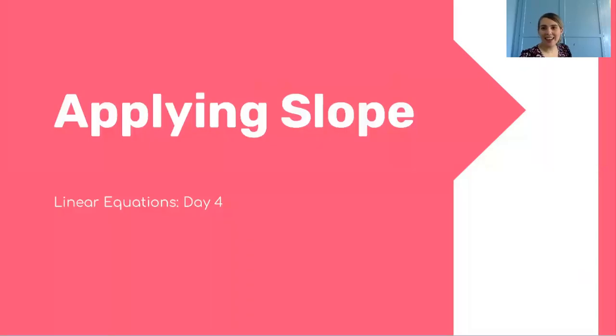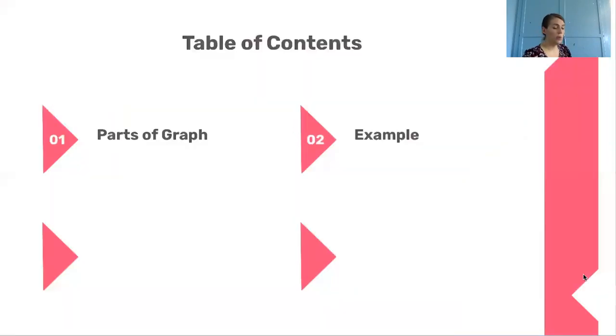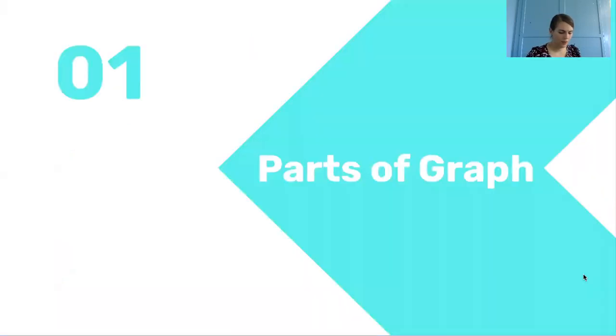Hello, everyone. Like I said yesterday, today we're going to be looking at all the things we've talked about, so slopes and y-intercepts, but thinking about them in the context of solving real problems. So we'll look at the parts of the graph and what they mean, and then we'll look at some examples.